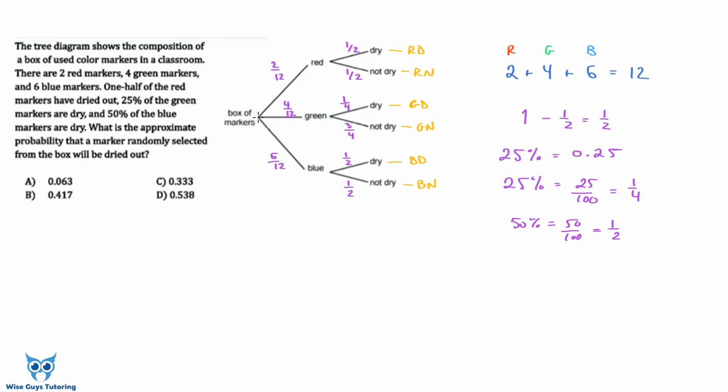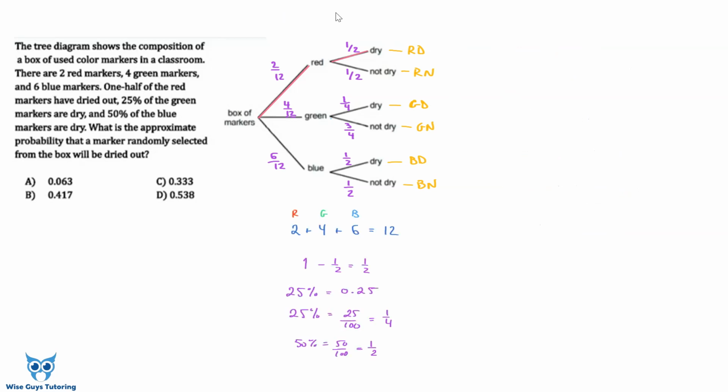You have to take the probability of each branch along that path and multiply it. So if I want the probability of red and dry, then I have to multiply the probabilities along its branch. Let me give myself a little bit of room. So as I was saying, you say probability of red and dry, and you multiply the probabilities along the branch. So this is 2 over 12 times 1/2. So the probability here will be 1/12.